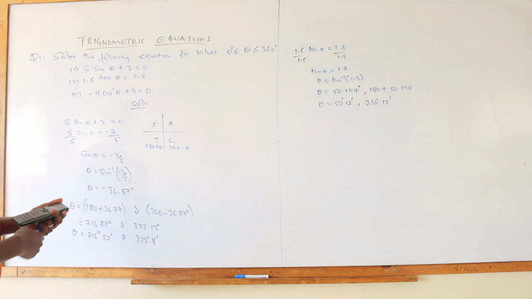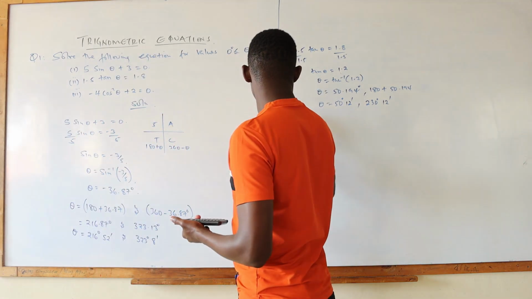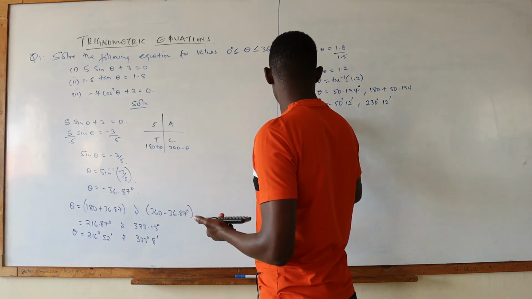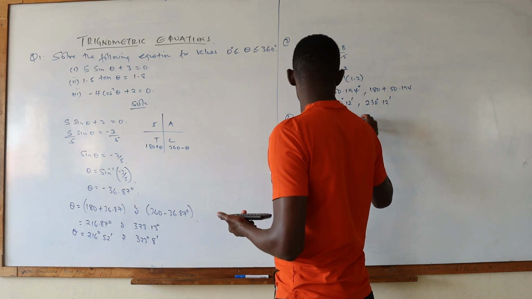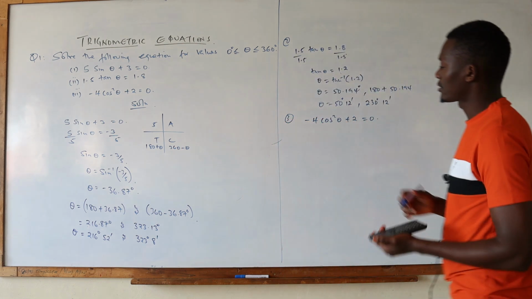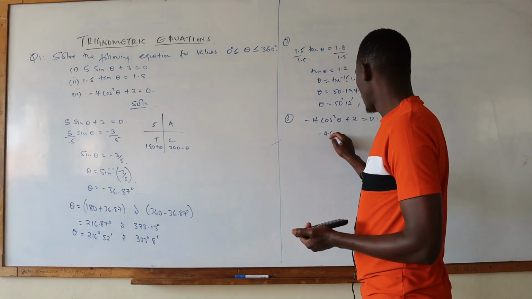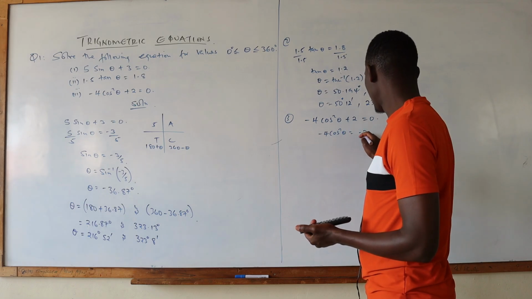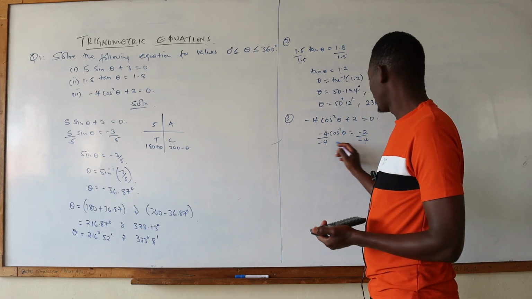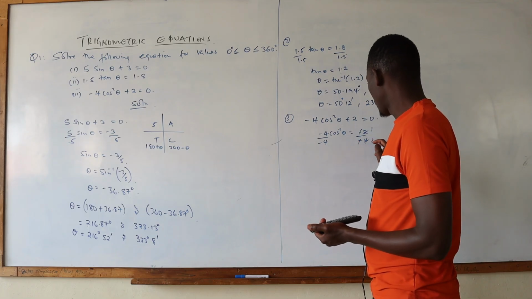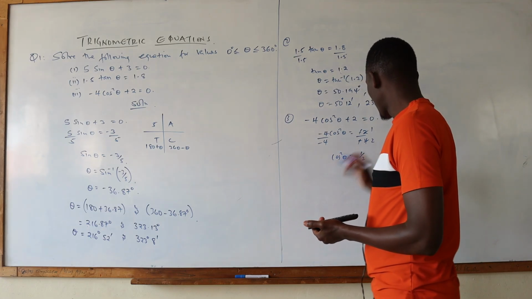Let's come to the third one. So this is the second. Now the third, we have -4 cos squared theta, then plus 2 equals to 0. Right, together. So again, take 2 to the other side. So we have -4 cos squared theta equals to -2. Divide by -4, divide by -4. So negative and negative goes 1, then you have 2. So cos squared theta equals to 1/2.